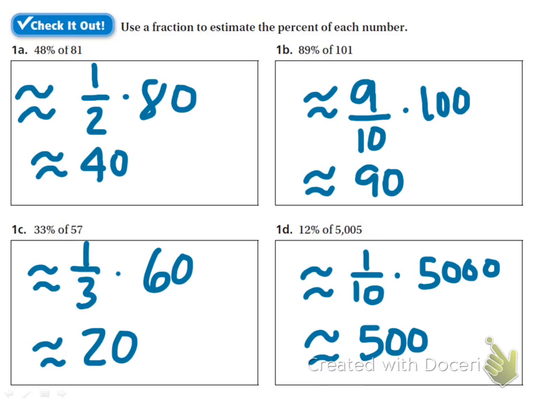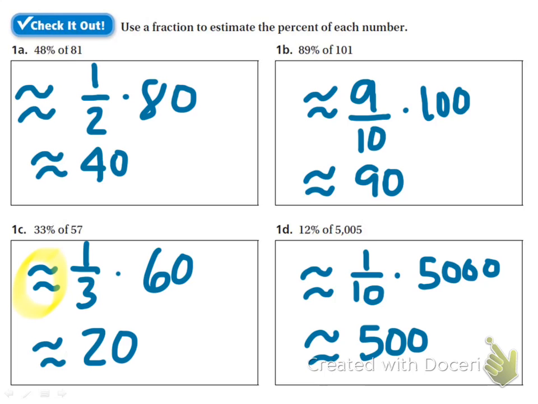Okay, your answers for Check It Out 1A: approximately 1/2 times 80 equals approximately 40. 1B: approximately 9/10 times 100 is approximately 90. And you'll notice that I keep saying approximately because this is about, or estimating, with this sign. 1/3 times 60 is 20, and approximately 1/10 times 5,000 is 500.